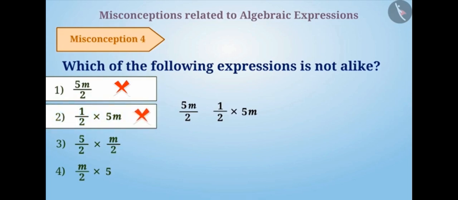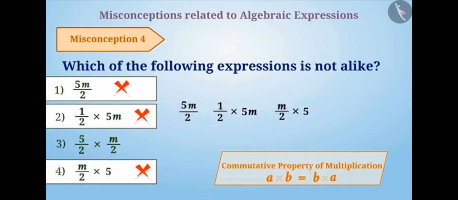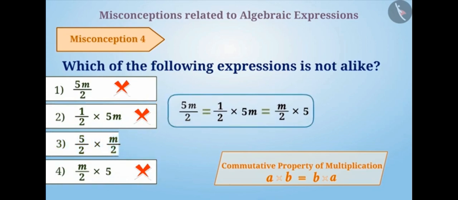Because of a lack of understanding of the commutative property of multiplication, m by 2 into 5 is given as the answer. Here, options 1, 2 and 4 are equal, but in 5 by 2 into m by 2, 2 has been divided twice, and so option 3 is not equal to these options. So the correct answer is 5 by 2 into m by 2.